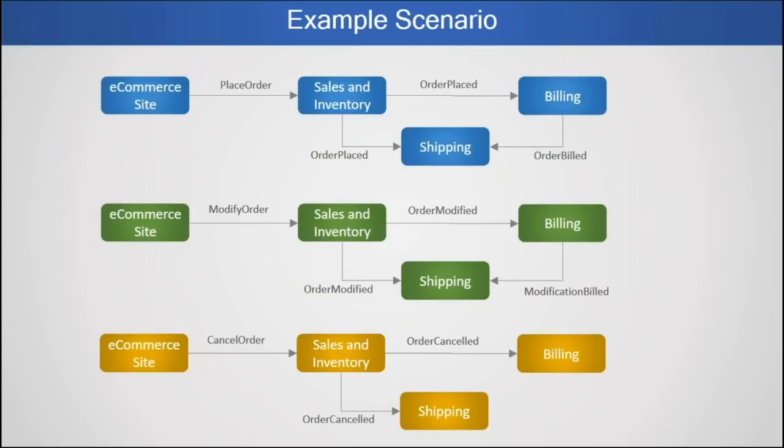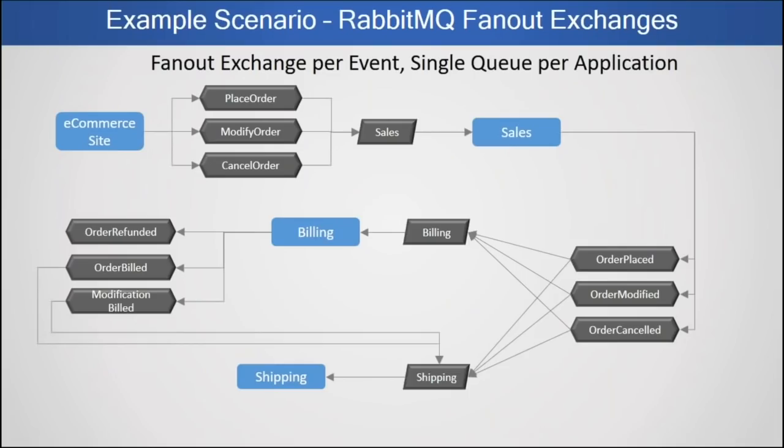Likewise, with modify order, if the shipping service has not shipped the order, it can just modify the order in place and wait for the modification billed event before shipping. Or if the shipment's already gone, it can prepare a new shipment and wait for the billing to occur. And we have a cancel order where the billing just needs to refund the client and the shipping needs to cancel the shipment if it hasn't already done so. But the shipping application does not care about the refund event because it just needs to cancel the shipment.